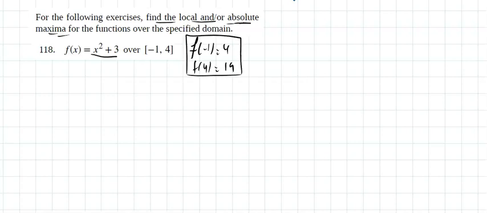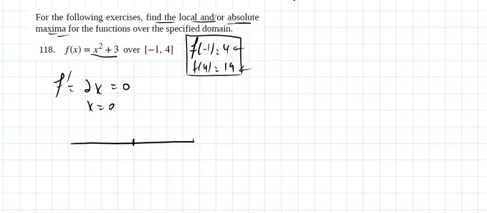Now we need to figure out in the inside of the interval if there's a value lower than that and a value greater than that. How do you do that? You take a derivative. Figure out the critical numbers. That's 2x. Set it equal to 0. That's when x equals 0. Now this is how we play the game. And we're going to do this on every problem.